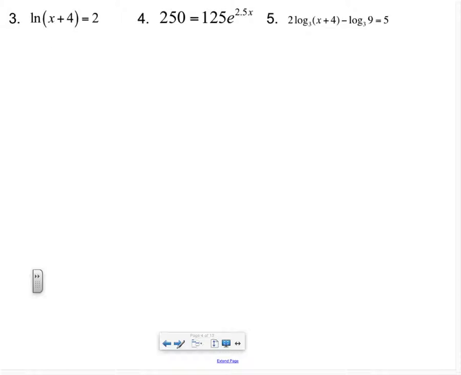Did we just do that one? It just seems awful familiar. So you've got a logarithmic equation. You're going to write it as e, right? So how would I write it? e squared equals x plus 4. e squared is just a number, so x would be e squared minus 4, and I just plug that in my calculator. It's not e to the 2 minus 4, it's e squared minus 4. I get 3.389.